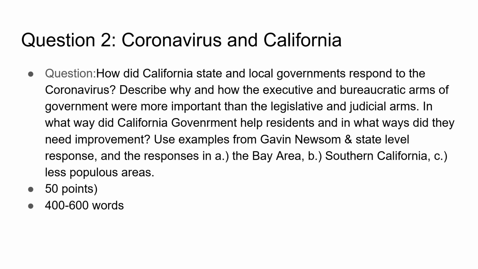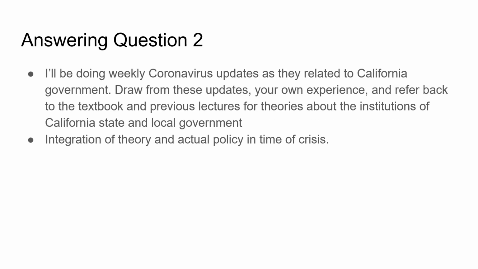third, fourth, fifth, and sixth paragraphs will be applying that to the state level, and then the three local areas. This is worth 50 points as well, and it's 400 to 600 words as well.